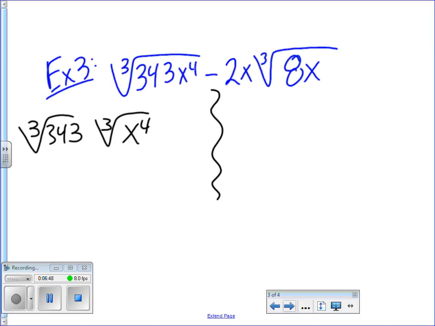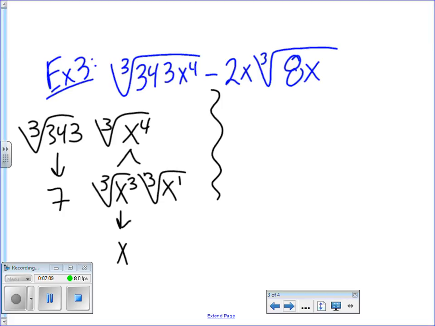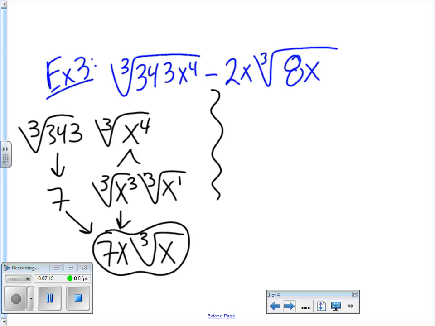Okay, well, always check if you're unsure if something is a perfect cube or perfect square, because the cube root of 343 actually is a perfect cube, and it's just 7. Cube root of x to the 4th, we're going to break down to the cube root of x cubed times the cube root of x to the 1st. Cube root of x cubed is x to the 1st, and then this x stays under. So now this just simplified to 7x cube root of x.